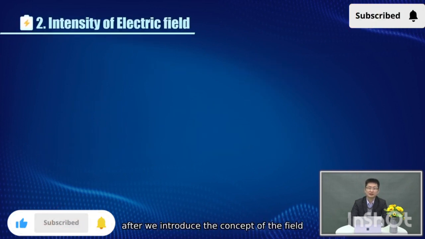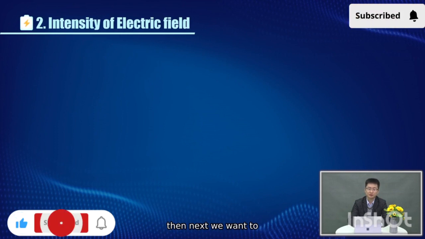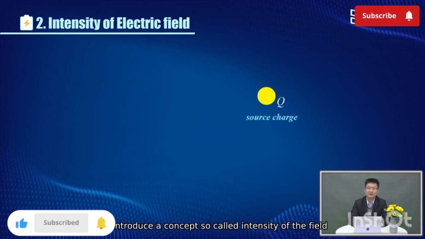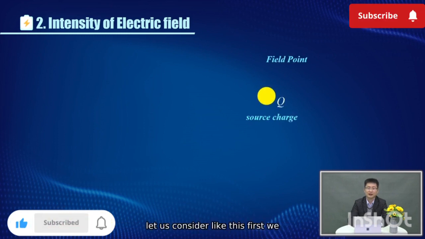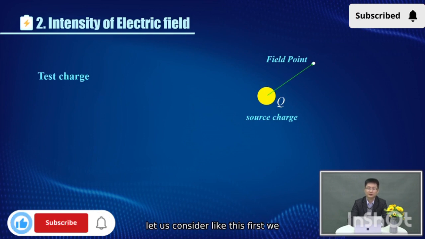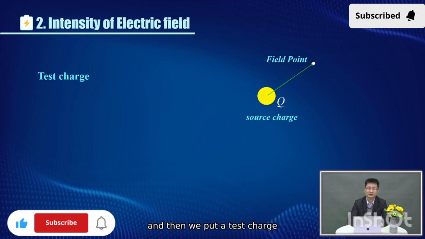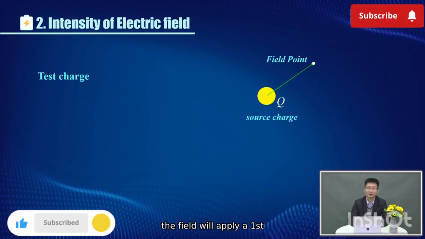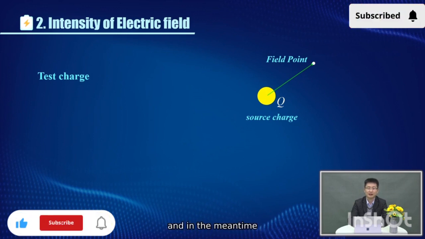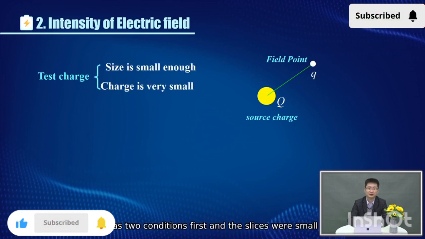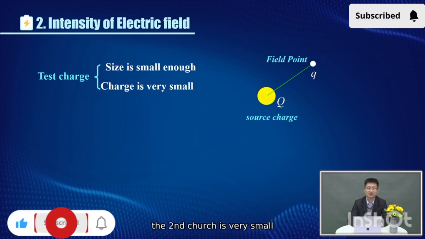After we introduce the concept of the field, next we want to learn how to describe the field. We introduce the so-called intensity of the field. Let us consider like this. First, there is a charged particle Q, which is the source charge that stimulates the field. And then we put in a test charge. When you put in the test charge, the field will apply a force to it. In the meantime, we require the test charge to satisfy two conditions. First, its size is very small. Second, its charge is very small.